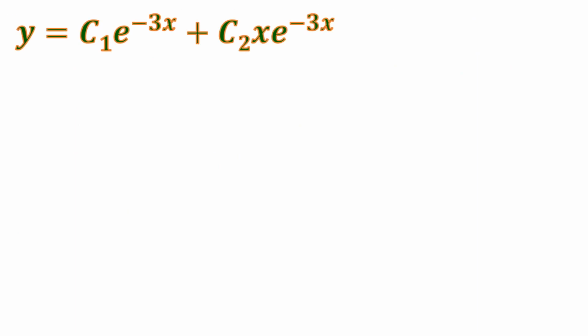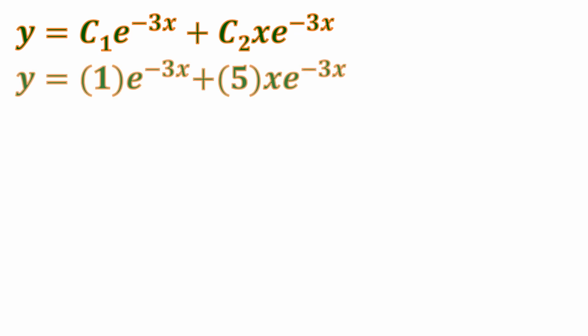So since we have the two values of these constants, then we'll substitute. So c sub 1 is 1 and c sub 2 is 5. So our final answer will be y equals e to the negative 3x plus 5x e raised to the negative 3x.